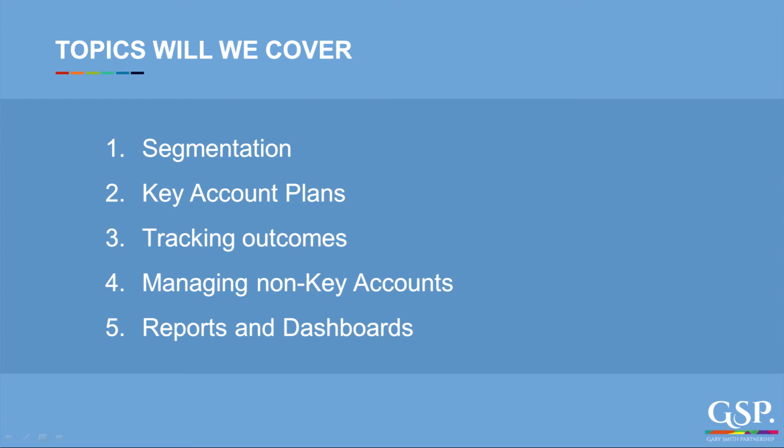So what are the key things that we are going to cover? We're going to talk a little bit about segmentation. You can't do key account planning unless you've decided who your key accounts are, and you've got a way of recording that in Salesforce. We'll talk about key account plans, how you can structure and record them in Salesforce, and how you can enter that information, and also how you can track the outcomes in terms of what you've achieved for objectives, but also revenue, how you can track revenue against key account plans as well.